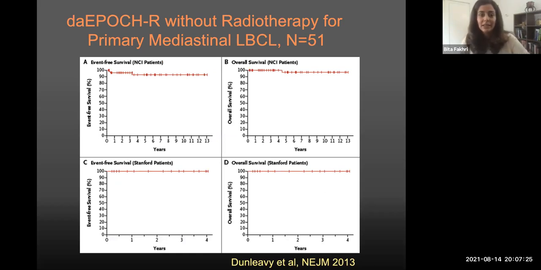We talked a little about primary mediastinal B-cell lymphoma. Young patients, mostly women in their 20s and 30s, presenting with a mediastinal mass. The NCI group did a prospective study of patients with primary mediastinal B-cell lymphoma who got dose-adjusted EPOCH-R. Up until that point, mostly these patients, like diffuse large B-cell lymphoma patients, were getting R-CHOP, and because they still had FDG avidity on their end of treatment PET CT, they had to proceed with mediastinal radiation.